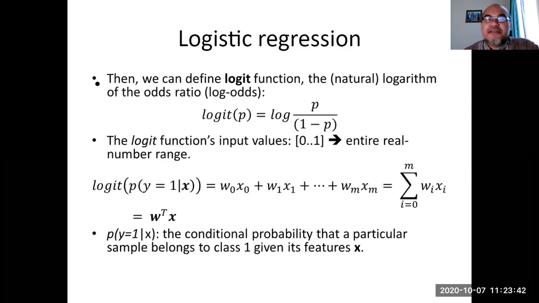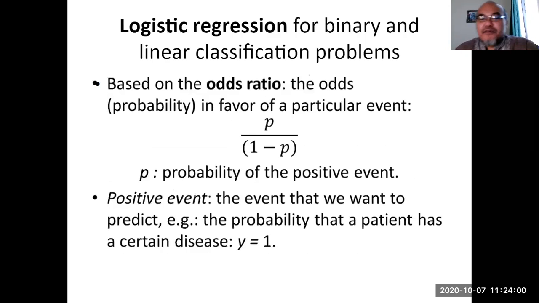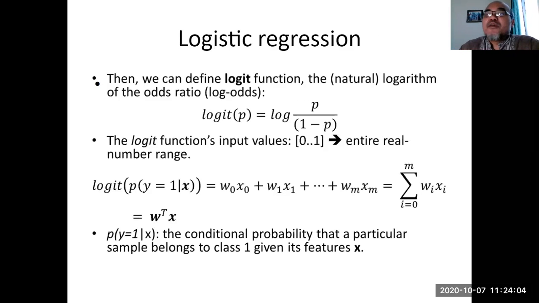So the logit function's input value is between 0 and 1. P is between 0 and 1, and that's a probability, right? 0 means zero probability, it will not happen at all. 1 means that it definitely will happen. So the range of a positive event that we want to predict should be between 0 and 1. That is why the output covers the entire real number range.